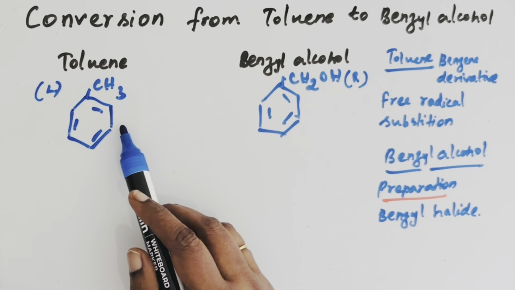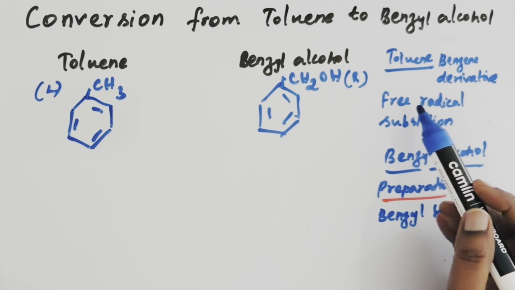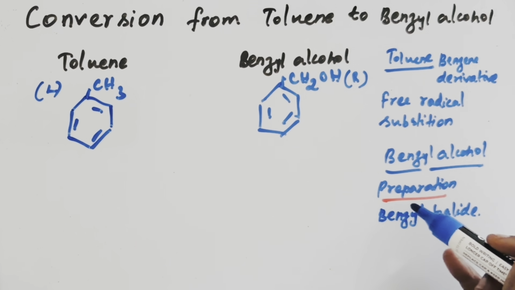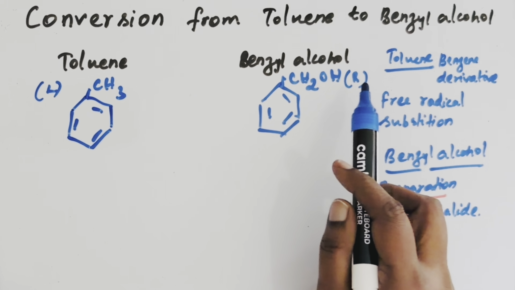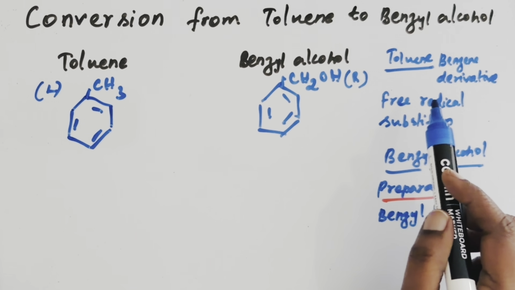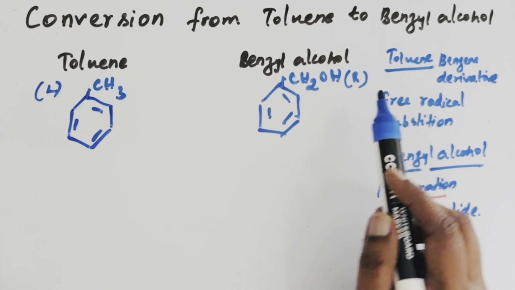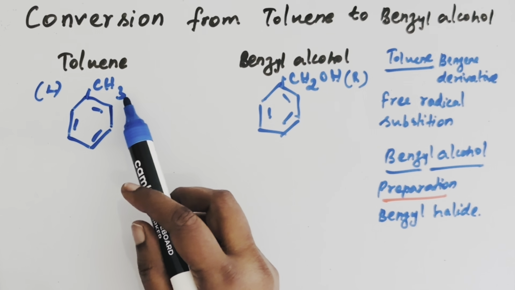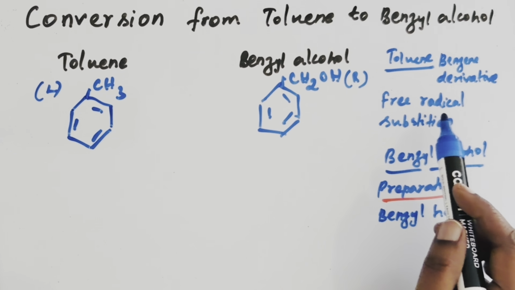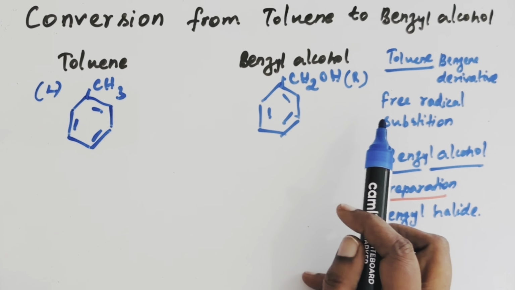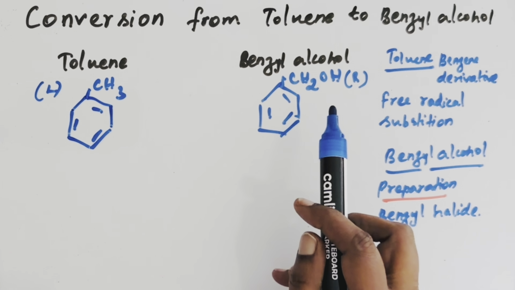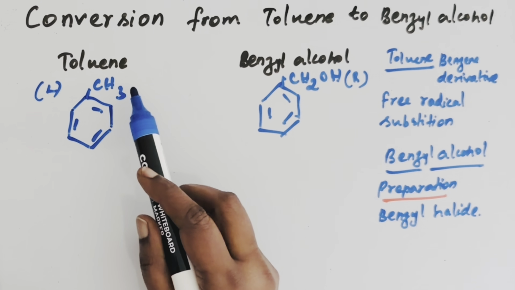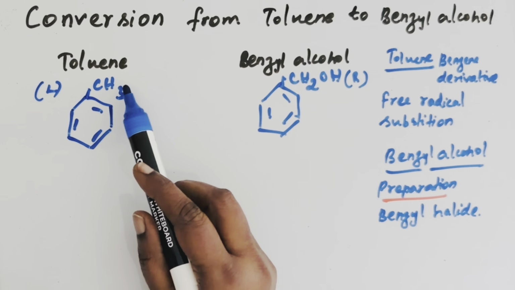For the left hand side compound, we find the reactions involving the compound, and for the right hand side compound, we find the preparation of the compound. Toluene is a benzene derivative. Benzene undergoes electrophilic substitution reactions, but because of the presence of the CH3 group, the methyl group, toluene undergoes free radical substitution. In benzene substitutions, the substitution takes place in the ring, but in free radical substitution, the substitution takes place in the side chain.